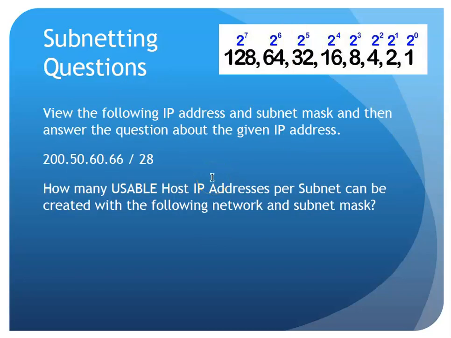The next type of question they like to ask is the same kind of thing: /28, how many usable host IP addresses per subnet can be created? Again, 200 is class C, and /24 is the default. 28 means 4 bits were borrowed. In a class C, if 4 bits were borrowed, there are 4 bits left. So 2 to the 4 means there are 16 addresses per subnet. Subtract 2, and that means there are 14 usable.